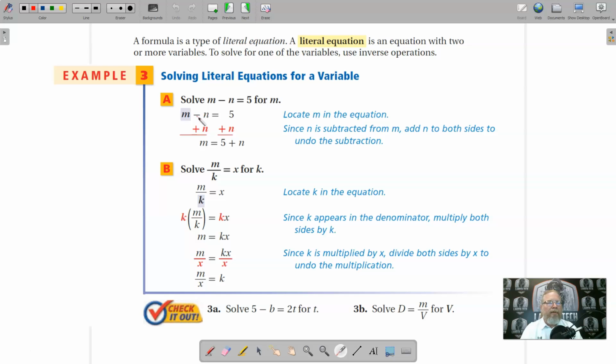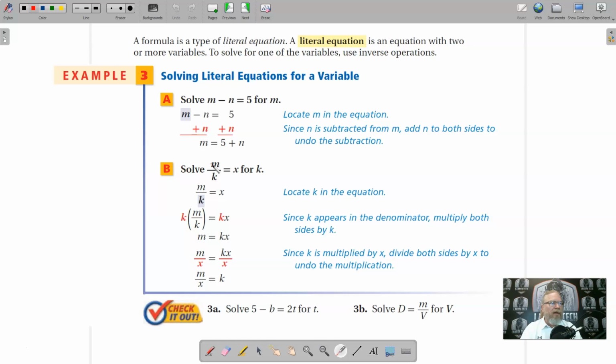So the opposite operation of subtraction is addition. We want to add the very number we wish to get rid of, or value, or variable in this case. So we want to get rid of this n, so we're going to add n. What we do to one side, we're going to do to the other. The negative n and the positive n cancel each other, leaving us with just m on the left. And now we have 5 plus n, which is what we see here. So the solution is m equals 5 plus n.